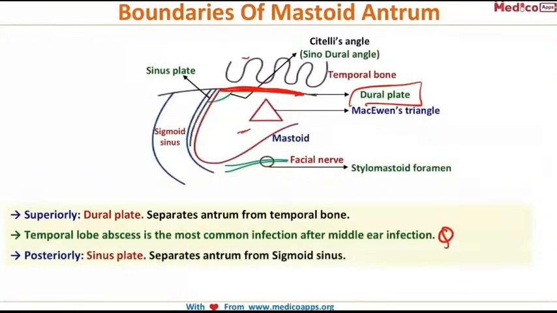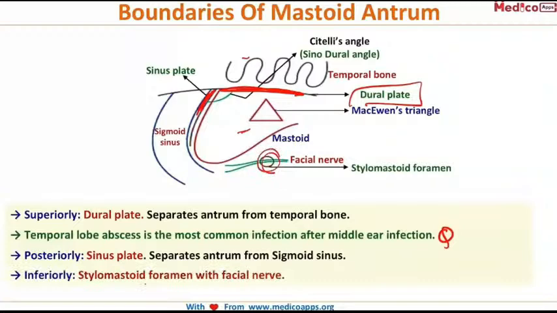Next, posteriorly, it is formed by the sinus plate. Okay, so this is the sinus plate and it is forming the posterior boundary of the mastoid antrum, and inferiorly, as you can see, it is formed by the stylomastoid foramen along with the facial nerve. So, the boundaries of the mastoid antrum include superiorly the dural plate, posteriorly the sinus plate, and inferiorly the stylomastoid foramen along with the facial nerve.